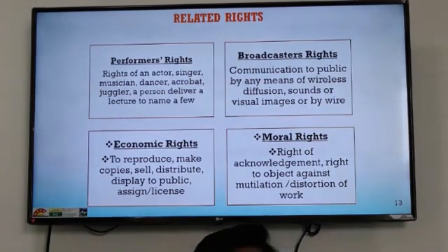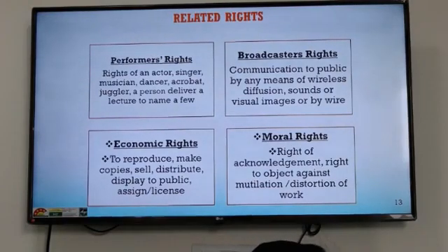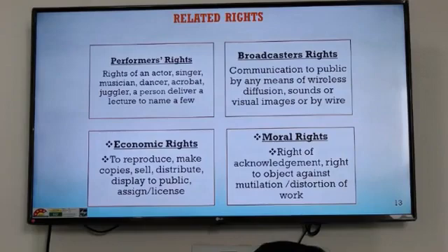essentially what we cover under broadcast rights also covers telecast. So whether it's communication through wireless diffusion, through sounds, or through visual images, all of that is covered under broadcast rights. There's also economic rights under the Copyright Act, basically to reproduce, to make copies, to sell, to distribute, display to the public, all of these. And like we talked about in patents as well, rights of assignment, licenses, all of these are covered under the Copyright Act. Now, moral rights.